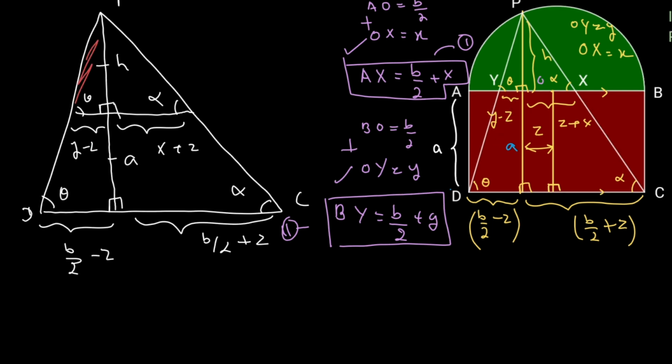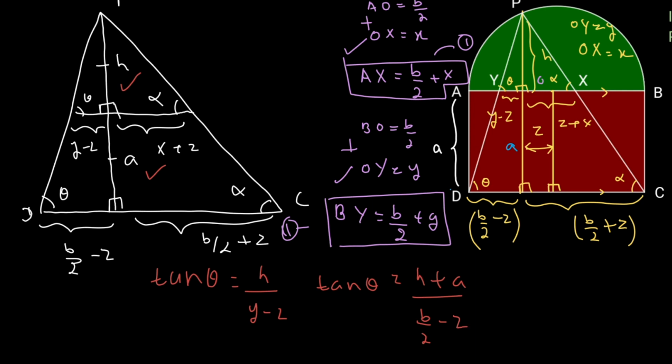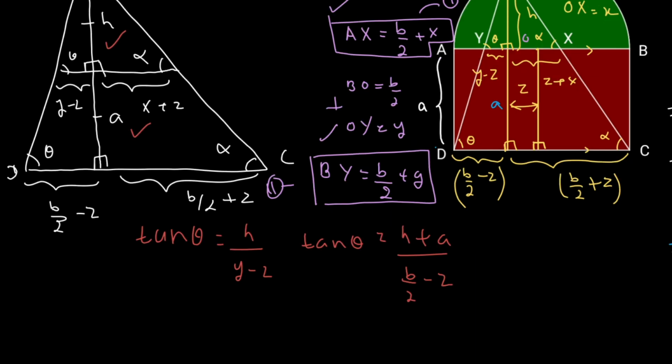So now look carefully in this smaller right angle triangle. The value of tangent of theta will turn out to be height, that is h, upon the base, that is y minus z. And according to this bigger right angle triangle, the value of tangent of theta will turn out to be, the length of the complete height would be h plus a, so h plus a upon the base, that is b upon 2 minus z. Now in these two equations we can see that they are ultimately equal to tangent of theta, hence we can compare their right hand sides. So h upon y minus z would be equal to h plus a upon b by 2 minus z.